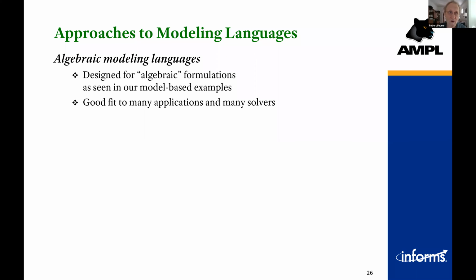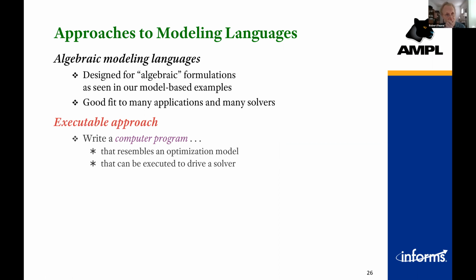And so they're really quite versatile. And as you'll see in the case studies, can be used for a great many different kinds of problems. Okay? So again, there are two approaches, and I'll describe them as the executable approach, where here comes the programming again. You write a computer program that resembles an optimization model and that you can execute to send the problem to a solver. So we basically take that mathematical symbolic algebraic description that I had before, and I figure out a way of writing that inside a programming language.